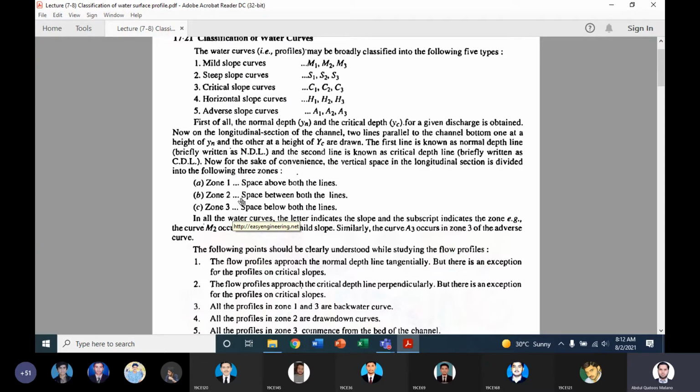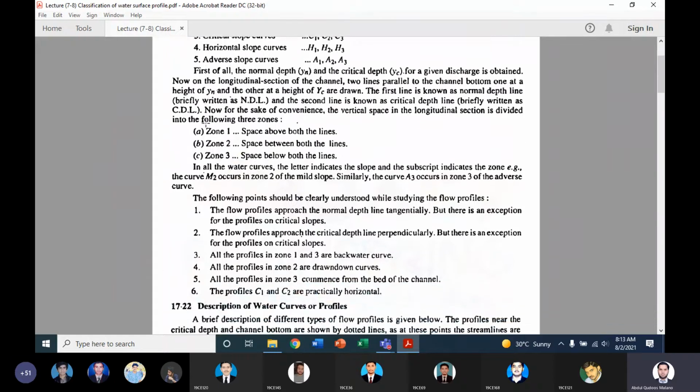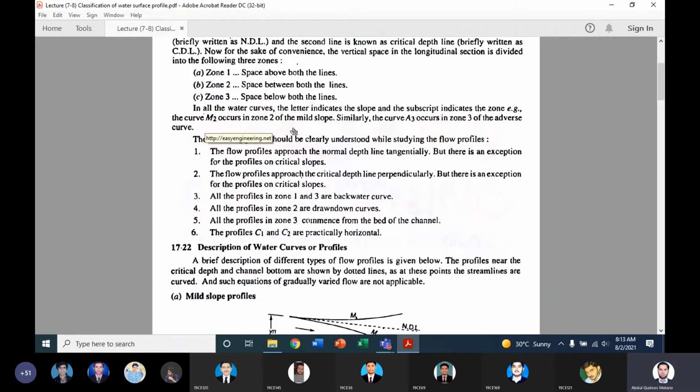Okay. So likewise, any type of slope which occurs, whether it is the steep slope or any other, you will be giving this number 1, 2 or 3, that will be representing the water curve in the particular zone for this type of slope, ठीक है, जो भी वहाँ पर given हो. So in all the water curves, the letter indicates the slope and the subscript indicates the zone. Like the curve M2 occurs in zone 2 of the mild slope. Similarly, the curve A3 occurs in zone 3 of the adverse slope.